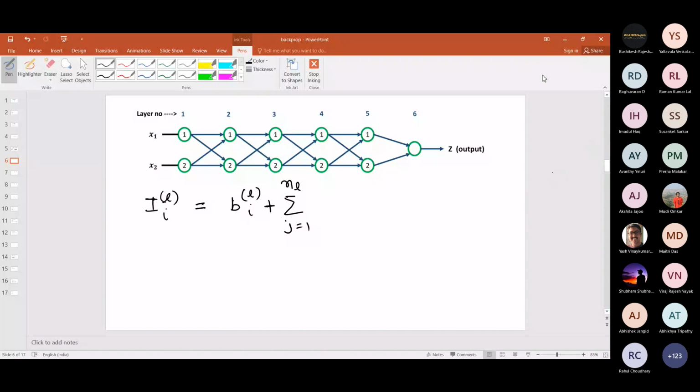There's some connection issue. Could you please confirm that you can see my slide? Yes, sir, I can see that. Yeah, so there's some connection issue.